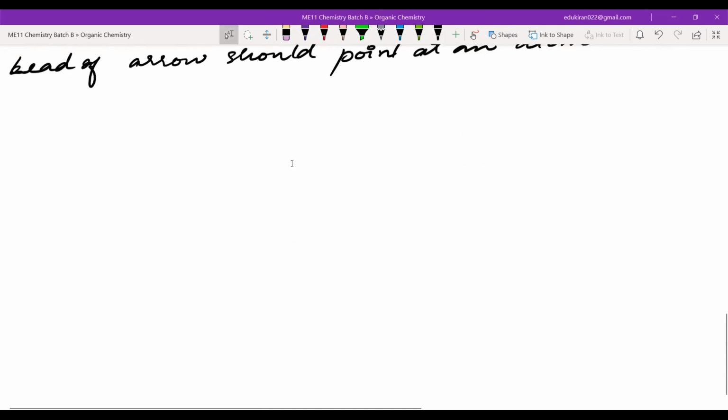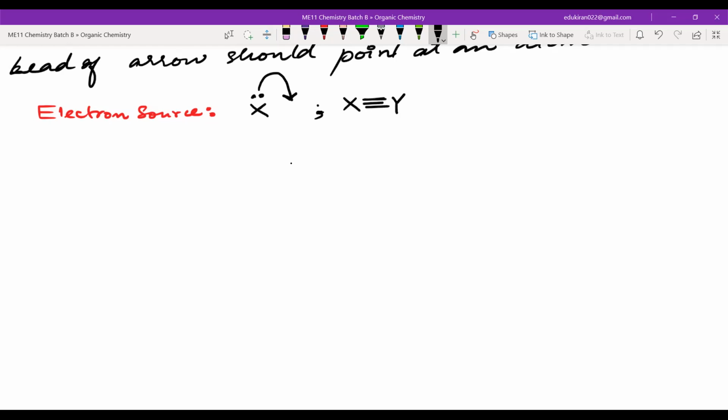So first of all, the electron sources. An electron source, first of all, will be a lone pair. So you will always see that the arrow should be originating from the lone pair. It will never be like the head of the arrow is here. So you'll be doing it like this. Secondly, what can be an electron source? If you have a triple bond, then the electrons will be going away from the triple bond. This is the flow of the arrow.